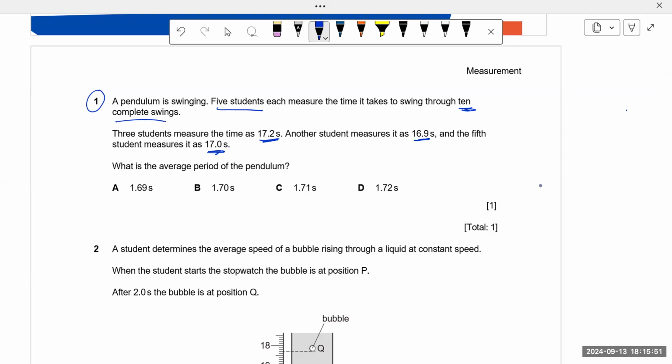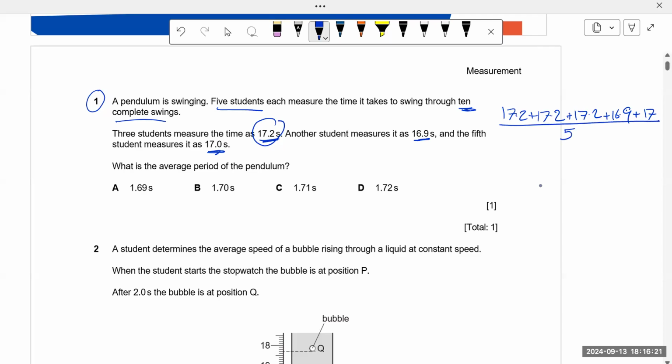طبعا المفروض انها سهلة قوي. The average period هو هجيب الأرقام كلها and then divide by the number. Okay. طيب how many readings do I have? في ناس هتغلط وتقول 3. We don't have 3 readings, we have 5 readings. Okay. 3 of them they have the same value. فأنا عندي ال 5 readings 17.2 و 17.2 و 17.2 و 16.9 و 17 and then divide by 5.